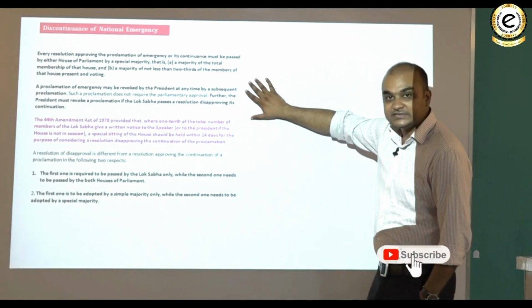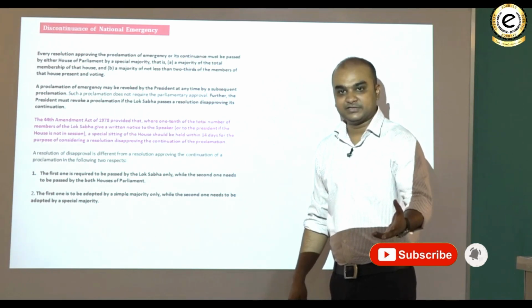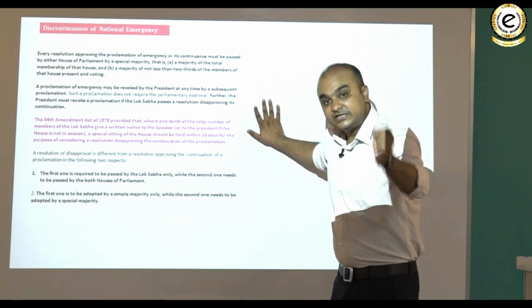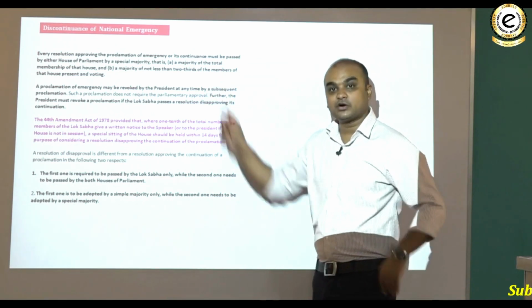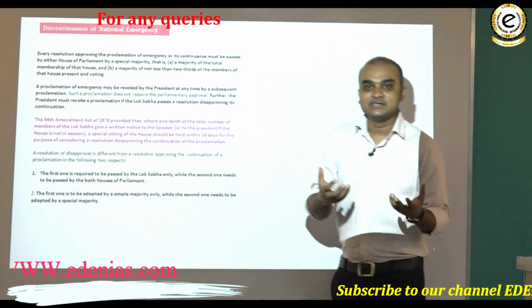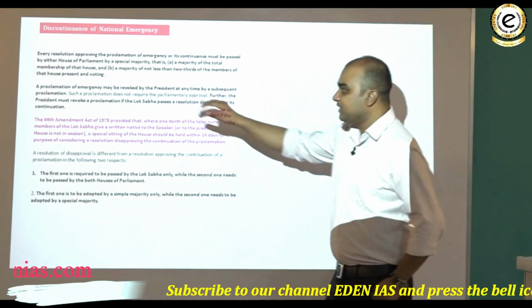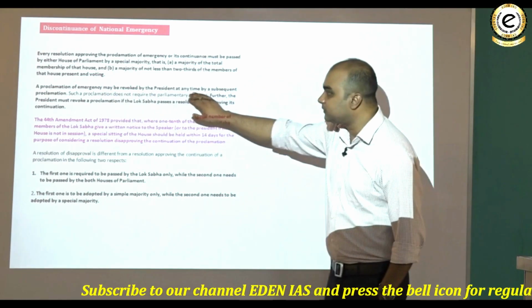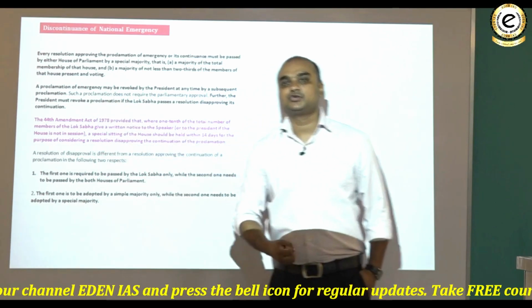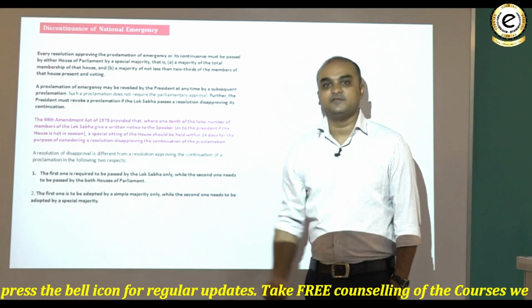So what does this mean? That every time you want to approve a national emergency, whether in the first instance or subsequently, it needs to be approved by a special majority in both the houses. And there's one more instance where you see the equal power of Rajya Sabha vis-a-vis the Lok Sabha. A proclamation of emergency may be revoked by the President at any time by a subsequent proclamation, that he issues a proclamation, subsequent proclamation, that the emergency is withdrawn.